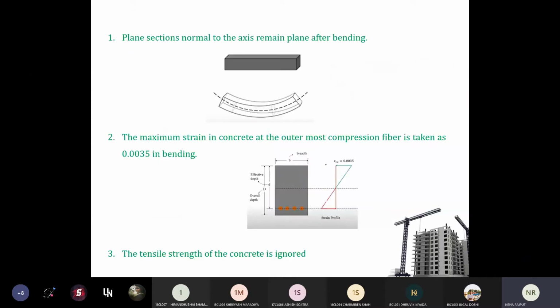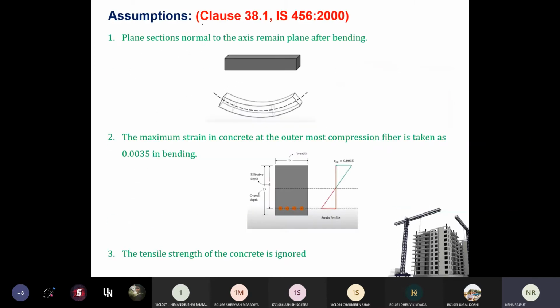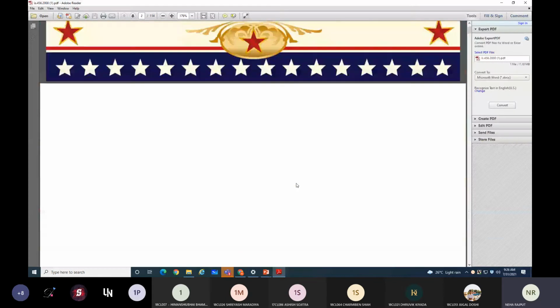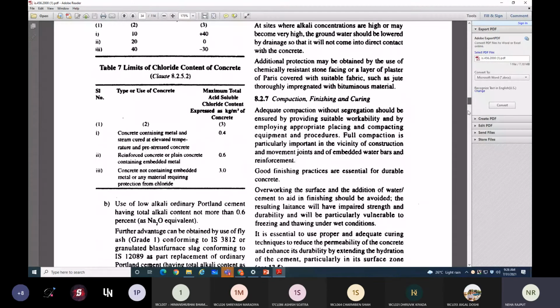Now to design this beam, there are some assumptions. We are looking at those assumptions first, and this is available in IS 456, clause number 38.1, and here 38.6.